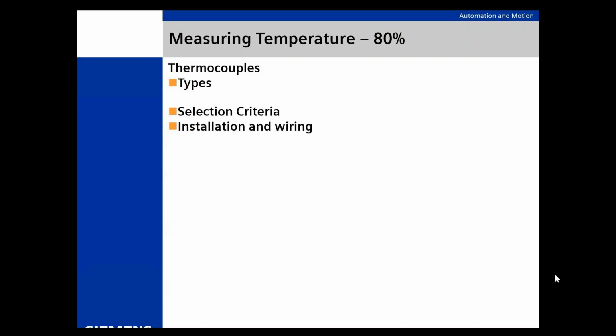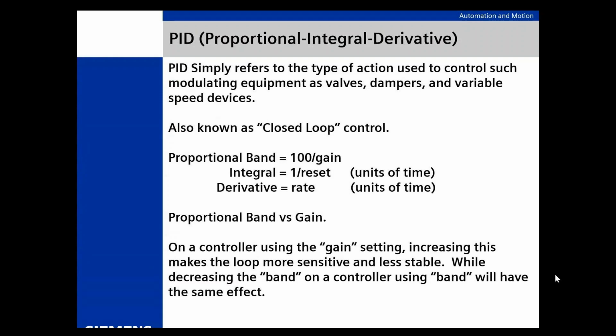All right. Now let's get in the meat of this thing. PID, proportional integral derivative, that's just a type of action used to control modulating things, valves and dampers and variable speed devices. And when somebody talks about a loop, they're generally talking about a closed loop. It's a circle. I've got a controller, some sort of element, and I'm measuring something. I'm controlling that flow, that pressure, that temperature, whatever it is I'm controlling, okay?